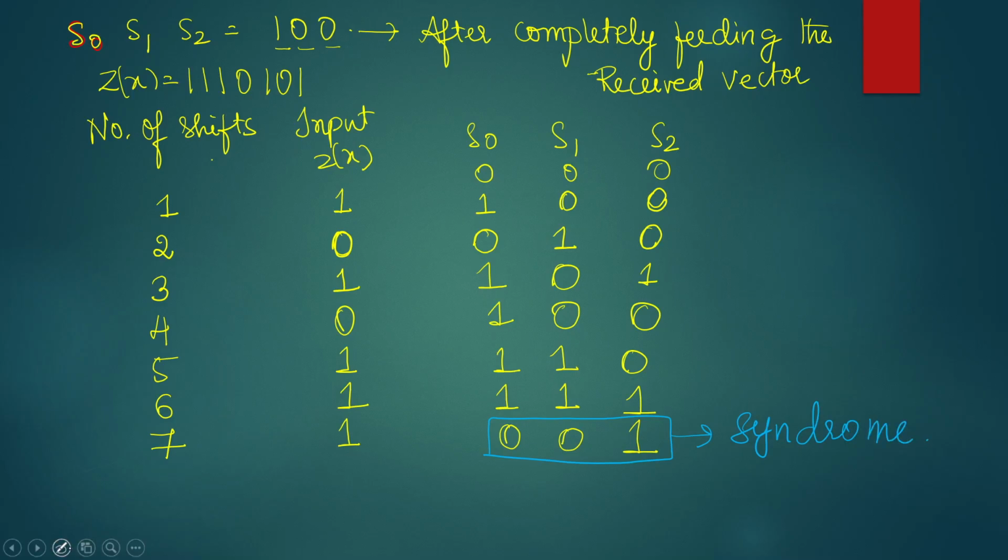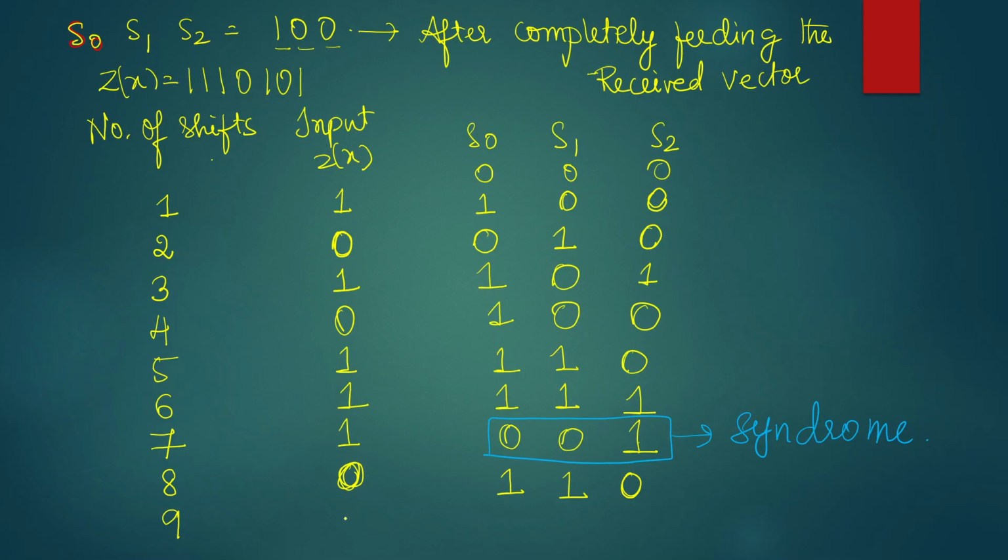We will continue this process of shift register operation by finding out the next shift by giving the input bit as 0. Now we see what will happen. This input bit gets added with the final content of the S2. S2 plus the input bit is 1. Again 1 plus 0 is 1. This 0 gets shifted to the right, so this becomes 0.